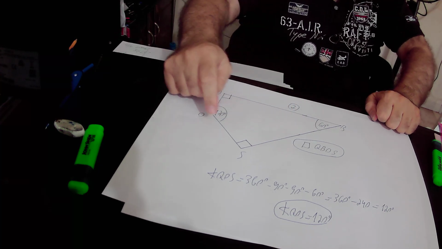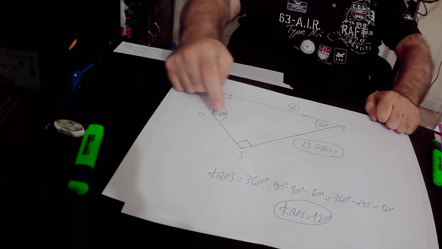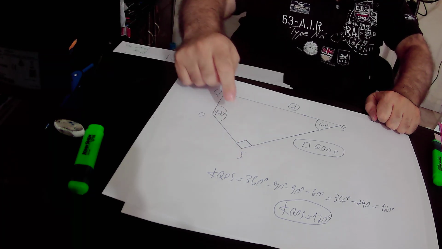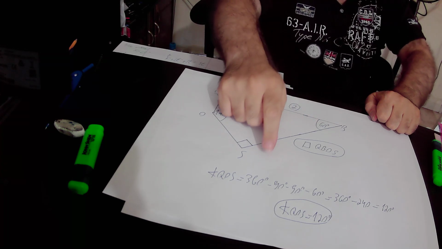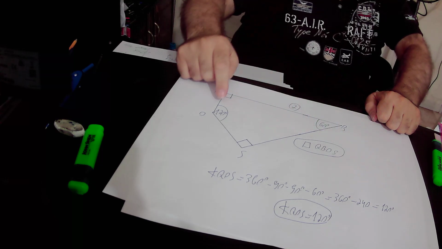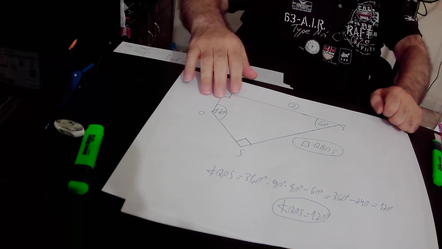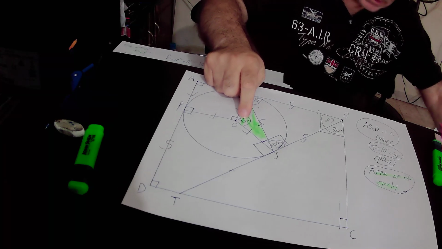So here, this angle QOS will be equal to 360 degrees minus 90 degrees minus 90 degrees minus 60 degrees. So it is 360 degrees minus 240 degrees, that is 120 degrees. So the missing angle, this angle, equals 120 degrees. Here this angle equals 120 degrees.